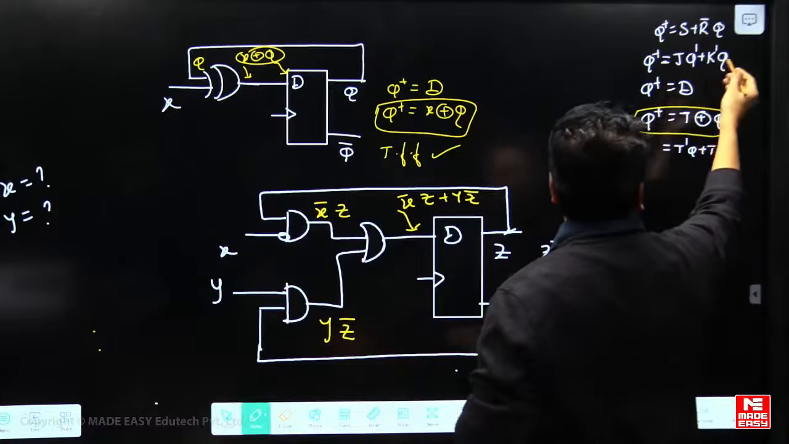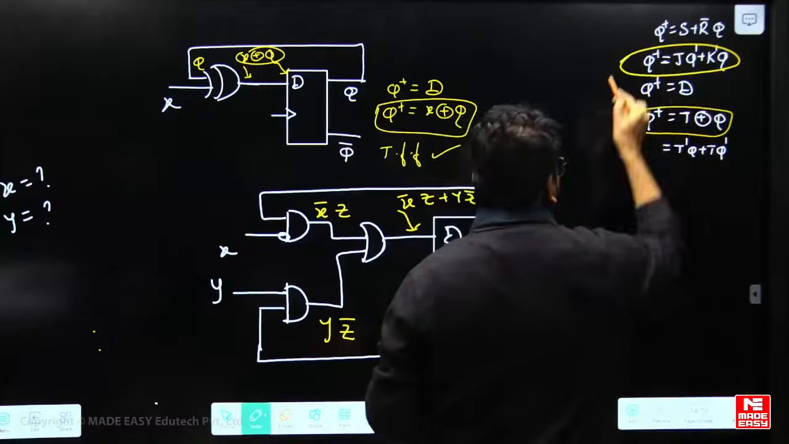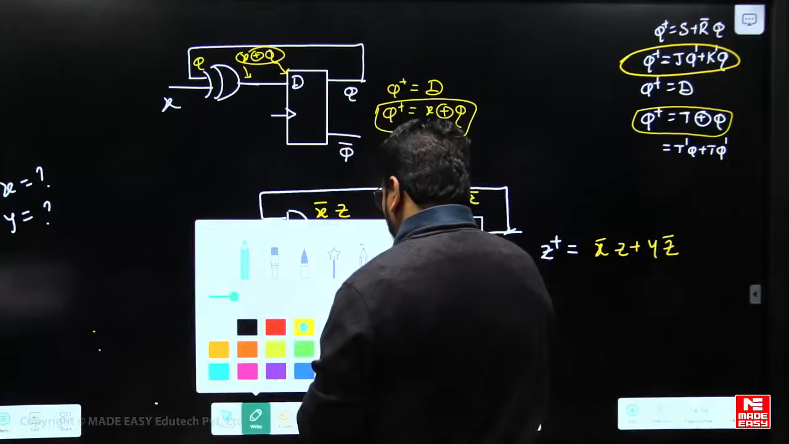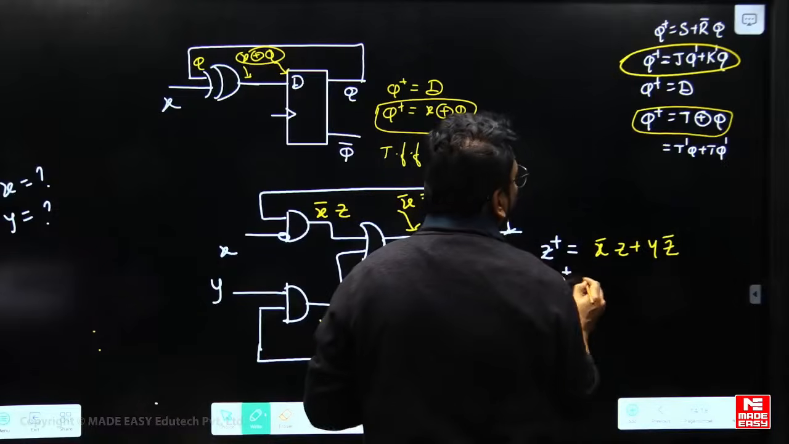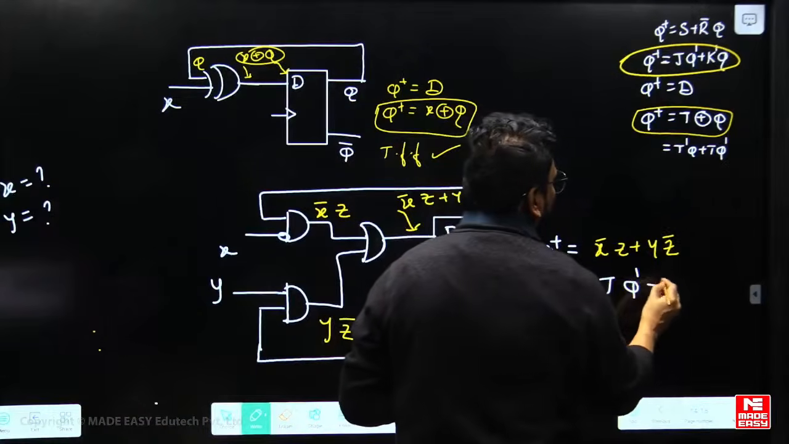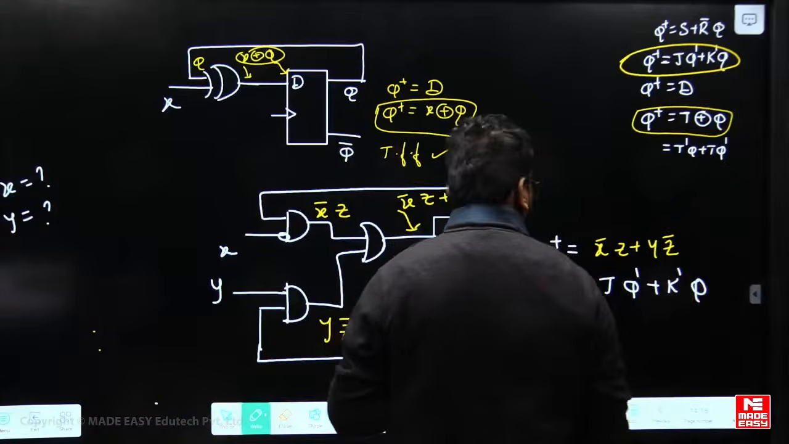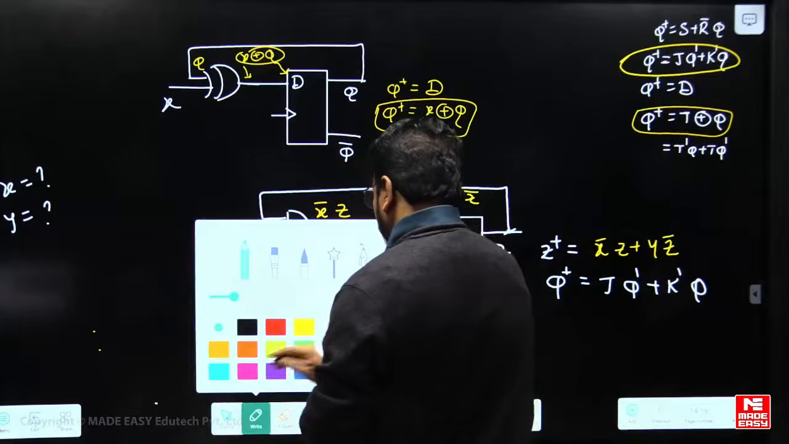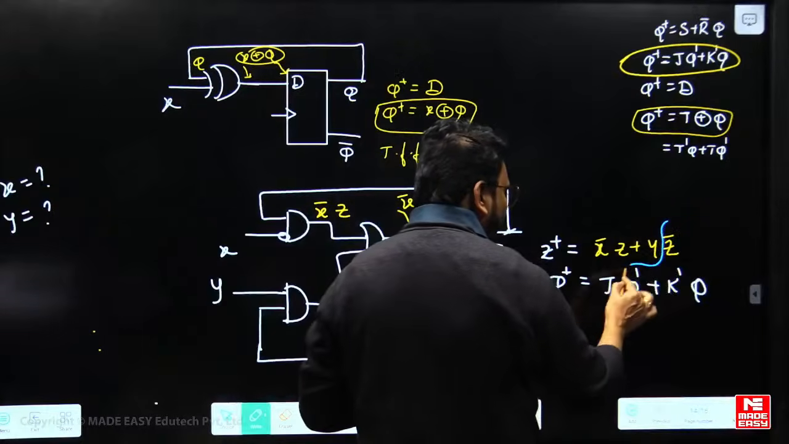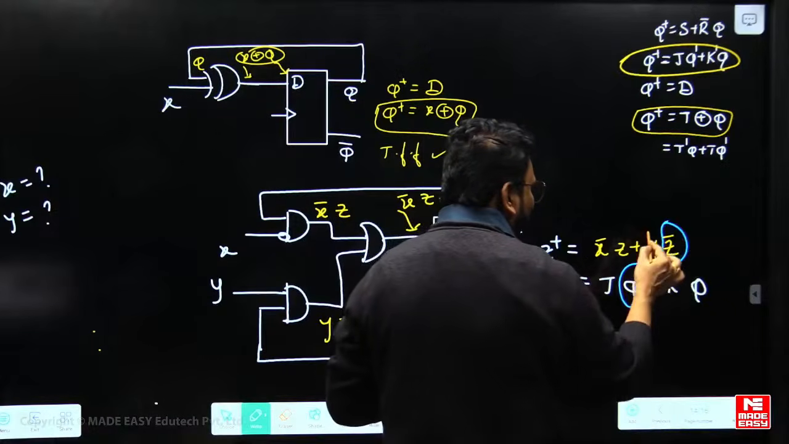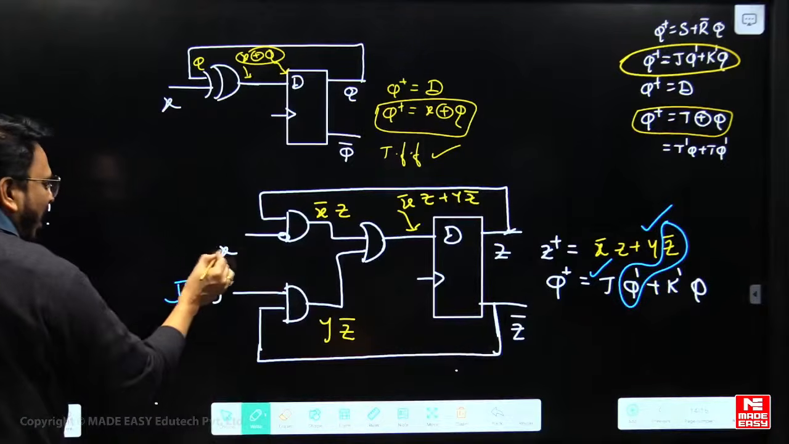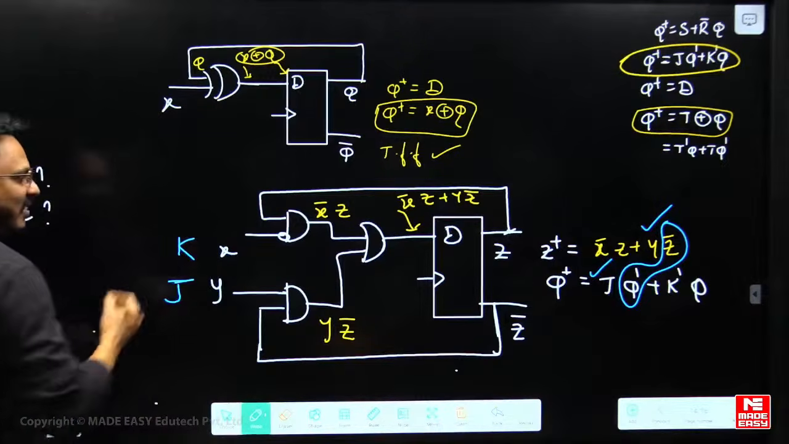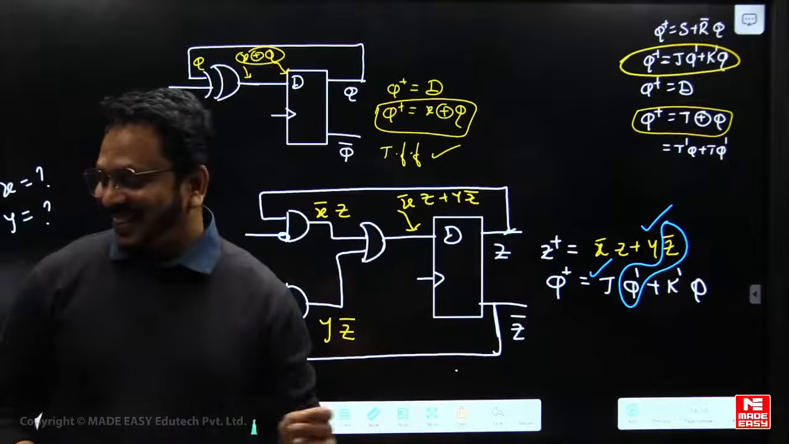So compare this one with any of the equations. Yes, now with this I am comparing. Then what are we going to get? Q plus is equal to JQ bar plus K bar Q. So here Z bar is nothing but Q bar, which means Y is going to be J. So Y is J and X is K, like that. Got it? Right.